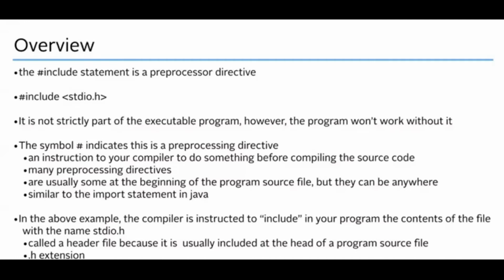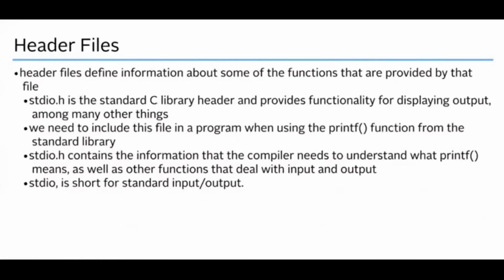It's not a C file. We know that files that end in .c are C source files. So the .h has to be something else, and it's a header file with that .h extension. So let's talk about what a header file is. Header files define information about some of the functions that are provided by that file. I will give you an example of some of the content in a header file. But first off, they are defining some information about some source code, and specifically for our example, that included stdio.h.